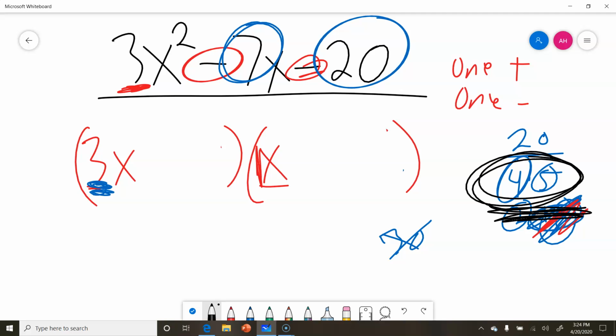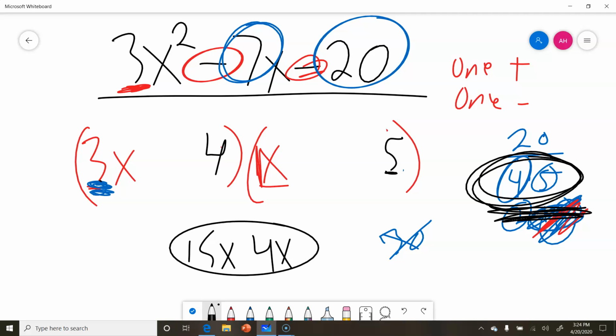So now let's try this. What if I put the 5 here and the 4 here? I have 3 times 5, which is 15x, and I'm going to have 4x. No matter what I do with those numbers, 15x and 4x, subtract them, add them, whatever, it's never going to be 7. So nope, it's not that order, which means I know it's the other way around.